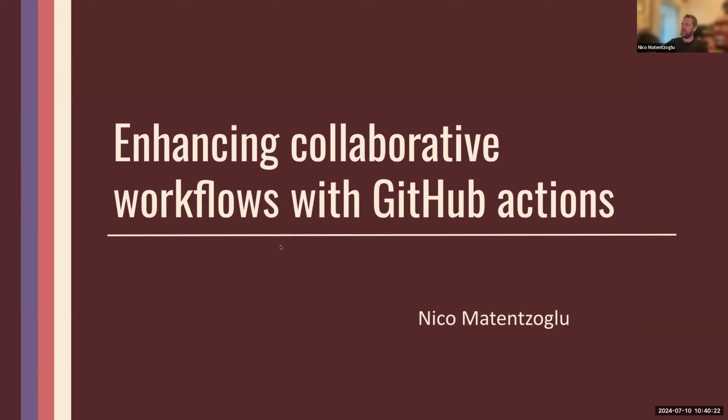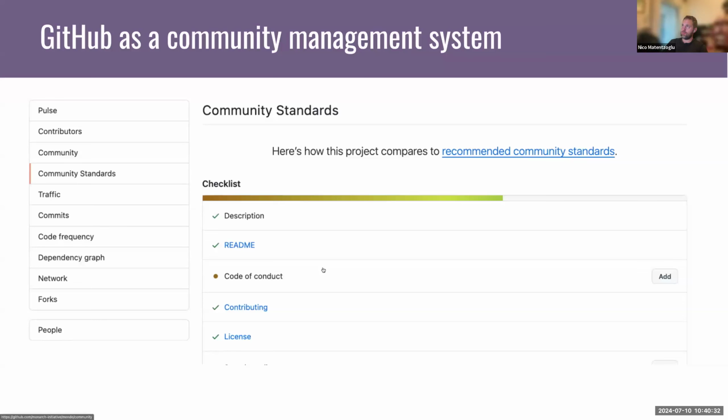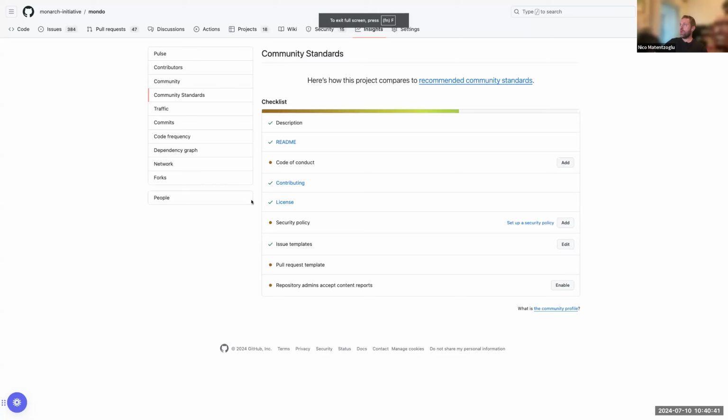All right. We're going to do a little bit of a detour into talking about how we can enhance our collaborative workflows with automation. Before we do this, this is a bit of a sideline, but I will just stay here for 60 seconds. We've been discussing GitHub as software that allows us to do community coordination and collaboration management.